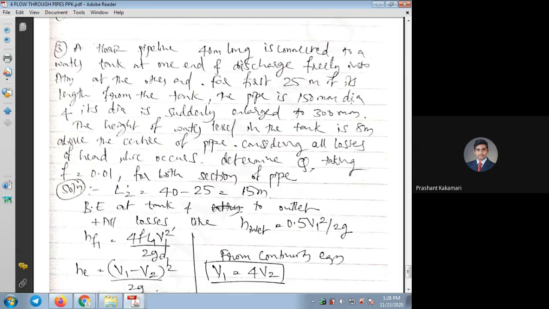The height of the water level in the tank is 8 meters above the center of the pipe. Okay, above the center of the pipe, the water level maintained in the tank is 8 meters height. Considering all losses of head which occur, determine the discharge from the pipe, taking the coefficient of friction f for the Darcy-Weisbach equation as 0.01 for both sections of pipe. So in both the 300 mm and 150 mm diameter pipes, the coefficient of friction is 0.01.